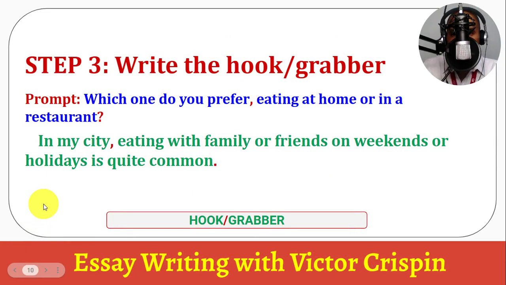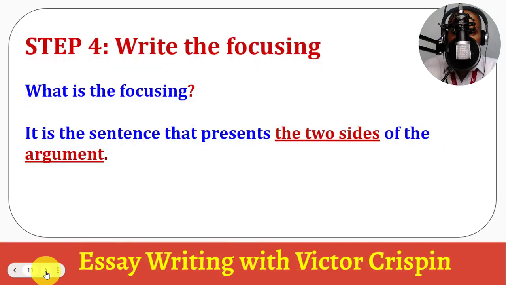We continue in step number 3. Here we have an example of a hook or grabber. The prompt says, which one do you prefer, eating at home or in a restaurant? So my hook says, in my city, eating with family or friends on weekends or holidays is quite common. So the main idea of this sentence, as we mentioned, is to catch the reader's attention, the person's interest in the topic. Let's move on to the next step, step number 4.